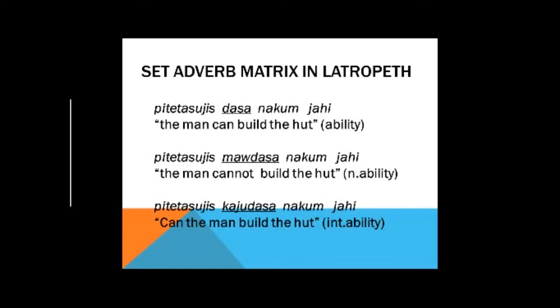So now we'll just have a look at some examples which will probably help put this in context. So piche tasu yis dasa na kumyahi. That one's fairly straightforward. The man can build a hut, having the ability to do so. We've got a negative, which is fairly straightforward. Mau dasa is the negative form. Piche tasu yi mau dasa na kumyahi. The man cannot build a hut. We have an interrogative here. Piche tasu yis kayu dasa na kumyahi. Can the man build a hut?